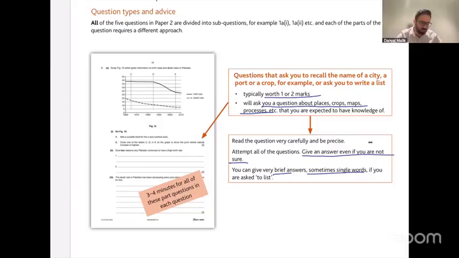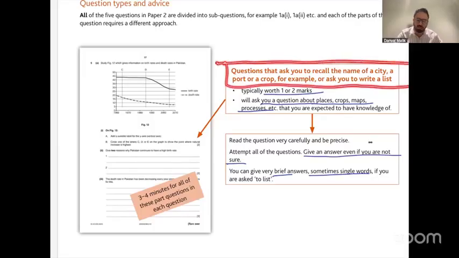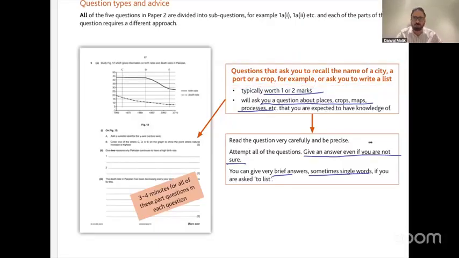If you see on your screen, for every question, part A is typically worth 1 or 2 marks. These are questions that ask you to recall the name of a city, a port, or a crop, for example, or ask you to write a list. Out of 5 questions, at least 3 questions will have a map work. Remember that.